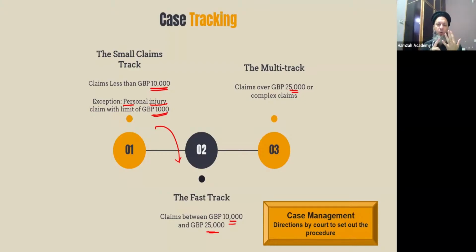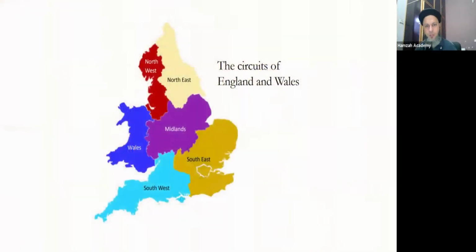Number one, what are the different types of tracks that you need to remember? Small, fast, and multi. There is no medium track. And what is the amount limitation on these? This gives you a general map idea. Just take a look, there's no specific need to memorize it. These are the different circuits or areas into which the UK is divided according to the judicial system.